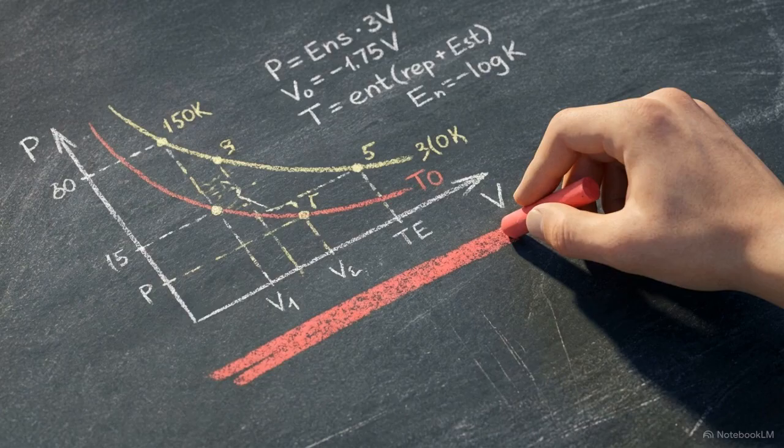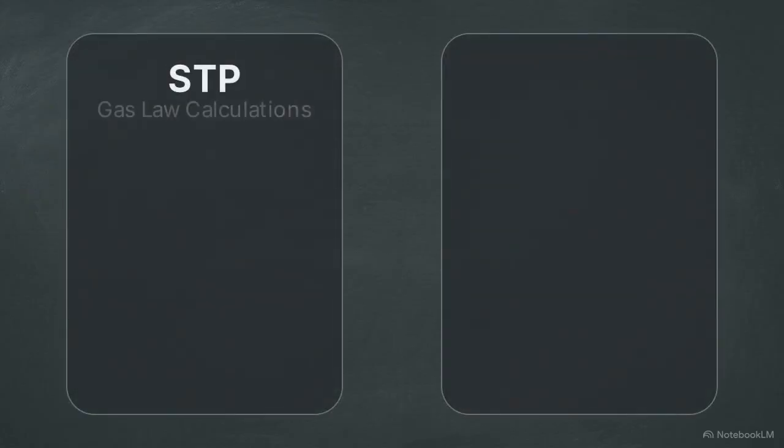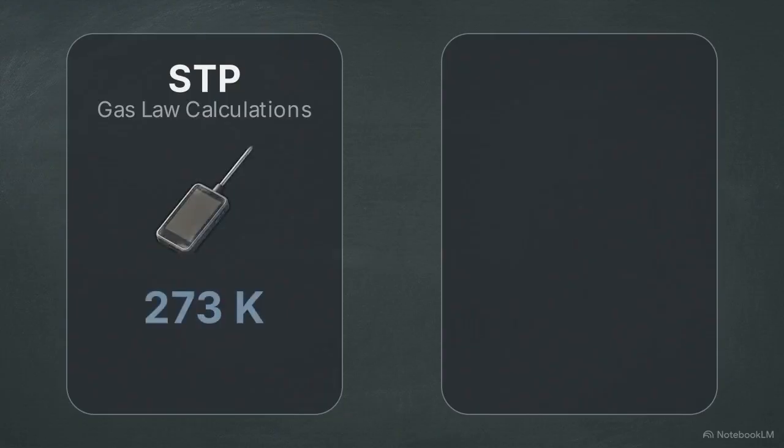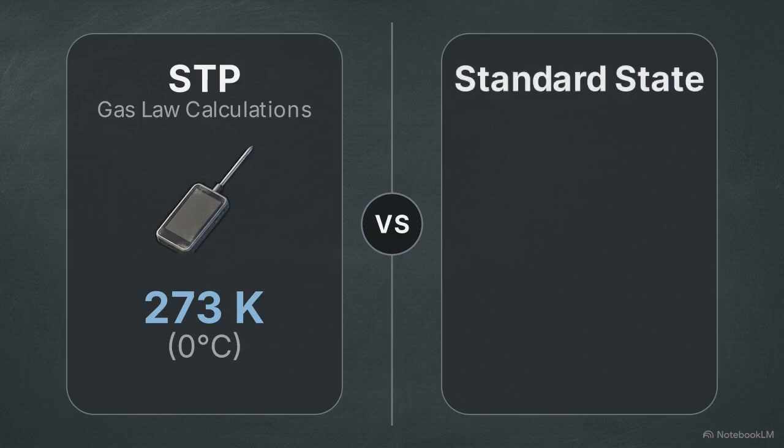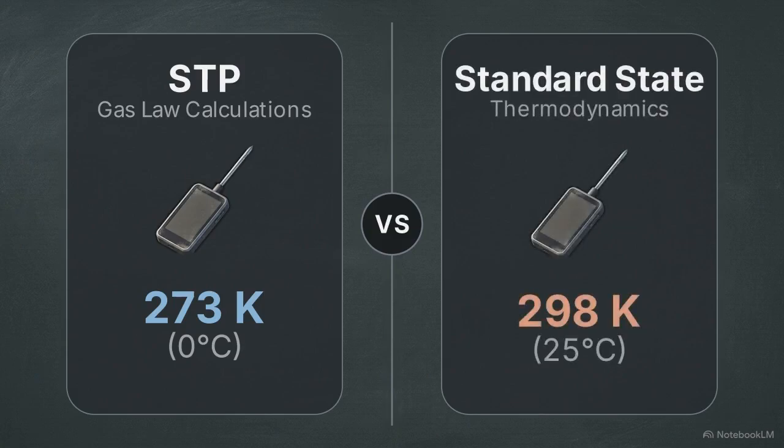When calculating these variables, it is crucial to distinguish the baseline conditions. Standard temperature and pressure, or STP, is used for gas law calculations and is set at 273 Kelvin, or 0 degrees Celsius. This is distinct from standard state conditions used in thermodynamics, which occur at a warmer 298 Kelvin.